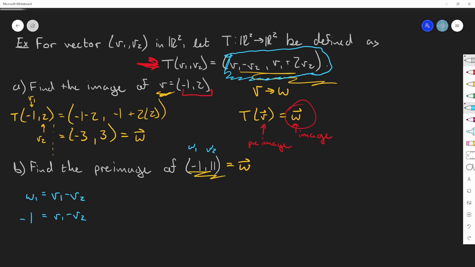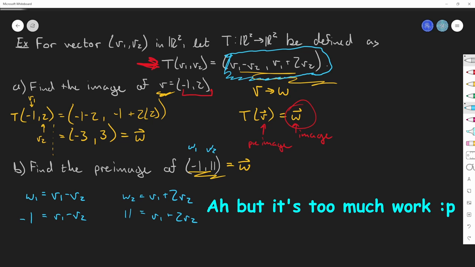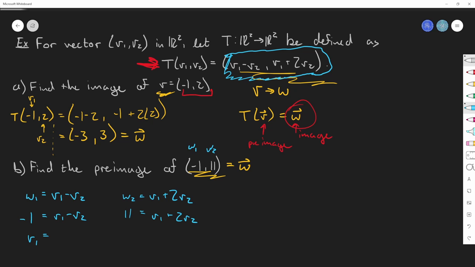The other one is w2 equals v1 plus 2v2. Again, I'm just going to plug in: 11 is equal to v1 plus 2v2. Cool, we got two equations and two unknowns. What does that mean? We could use systems of equations to solve this. But we can also just substitute, because we can find here that v1 is equal to v2 minus 1, and so we're going to plug that in here.